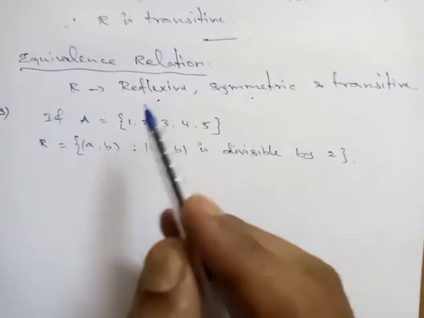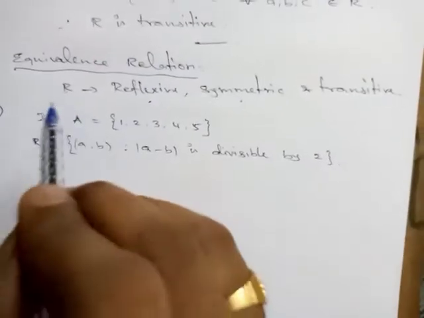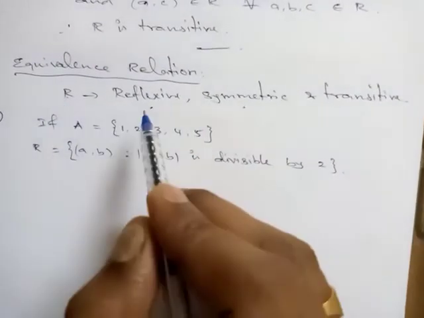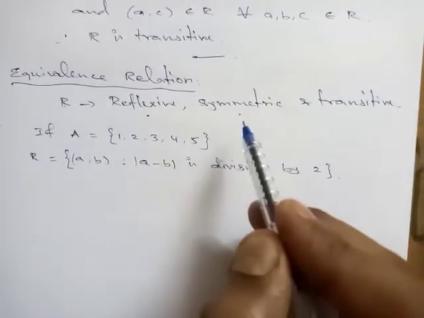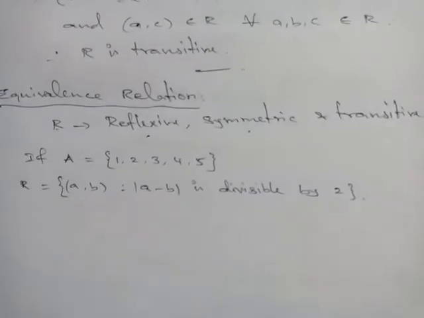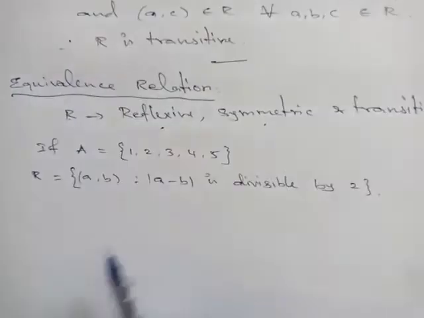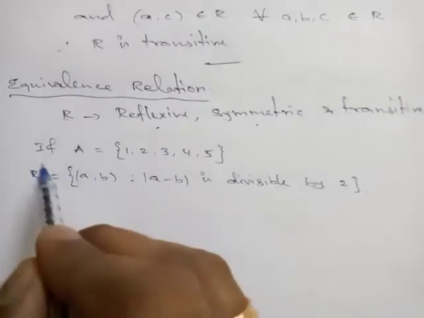Last class itself I explained about equivalence relation, that is nothing but a relation R is reflexive, symmetric and transitive. All the three conditions are satisfied means then we can say that that relation is equivalence relation. Okay, right. Now consider this problem.